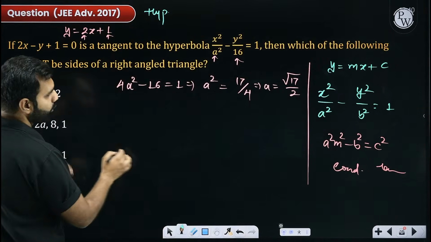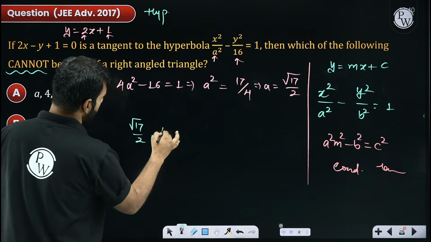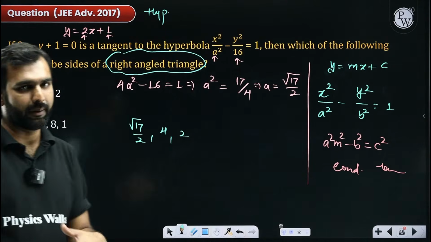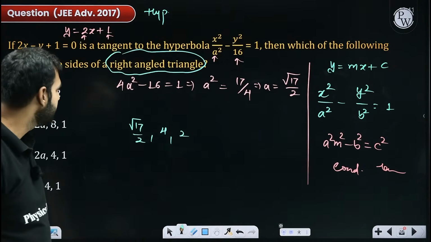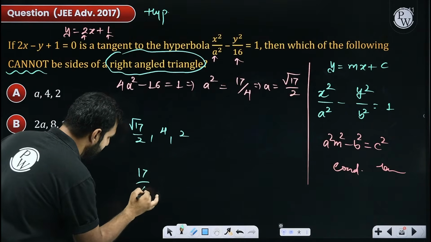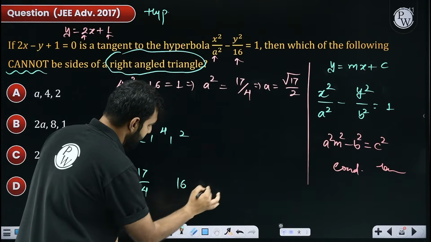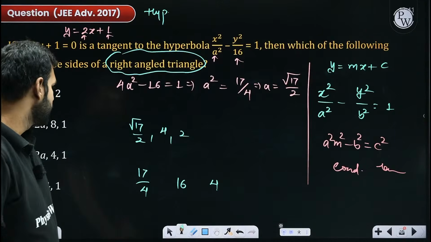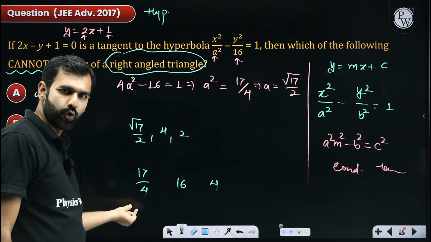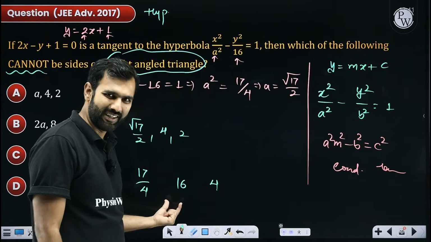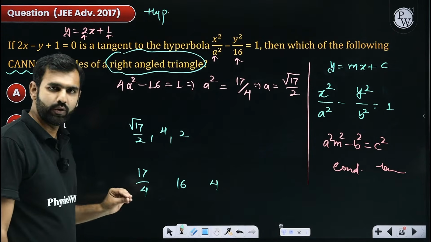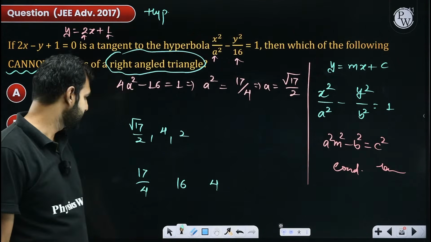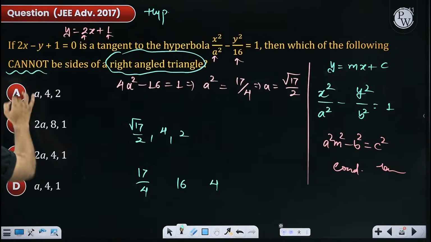Option A means A for 2. So it is root 17 by 2, 4 and 2. They're asking it to be checked for a right angle. So for right angle, Pythagoras should come into picture. Now here, root 17 by 2, it is 17 by 4. This is 16 and this is 4. So the sum of any two should be equal to the third or the largest one. So 17 by 4 is clearly somewhere close to 4. This is also close to 4. This is 16. I hope you're getting it. All you need to check is that the sum of these two is not equal to this. I don't think so, because this should have been 12 technically. So option A is incorrect.